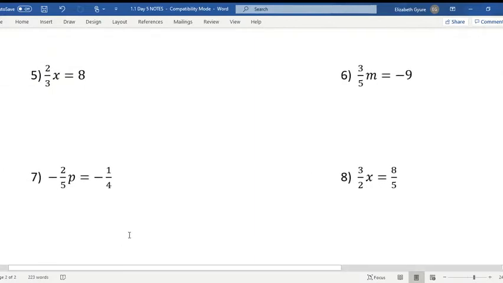Number 5, we got 2/3 x equals 8. Now, 2/3 with an x next to it. Do you see an addition sign? Do you see a subtraction sign? Do you see a multiplication sign? Do you see a division sign? No. So when you don't physically see a sign, what's happening? Addition, subtraction, multiplication, or division? Multiplication. Good. Yes. If you don't see something, technically we're multiplying. And what's the opposite of multiplying? Dividing. So we need to divide both sides by 2/3.